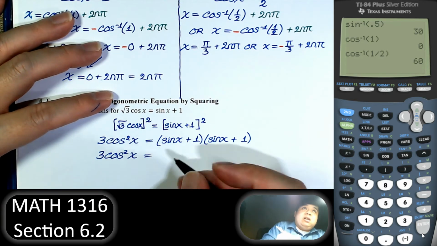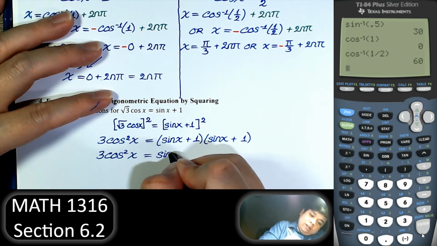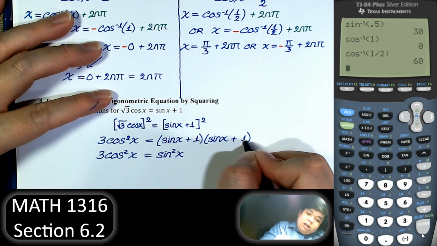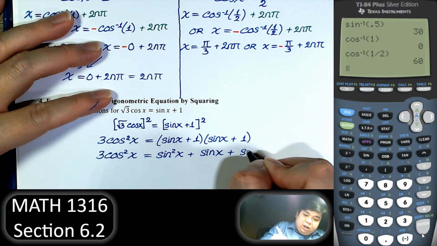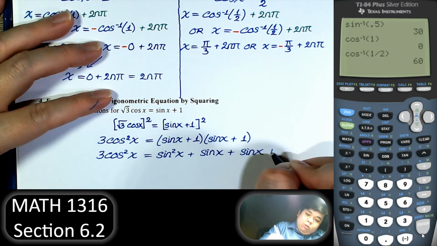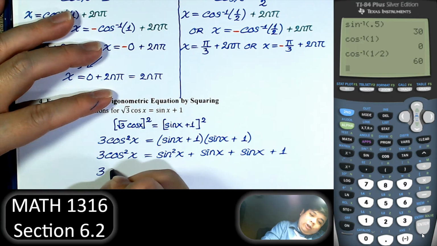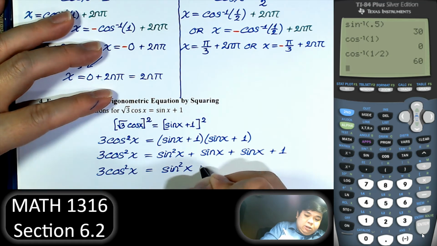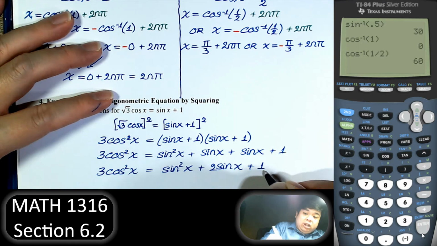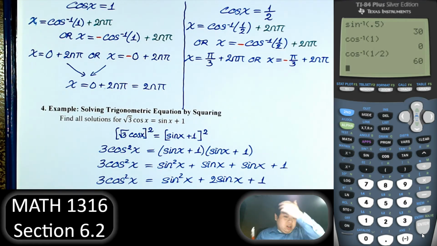Sine x times sine x is sine squared, plus sine x, plus another sine x, plus 1. So we have 3 cosine squared equal to sine squared plus 2 sine x plus 1. Actually, I think I need to finish this one.